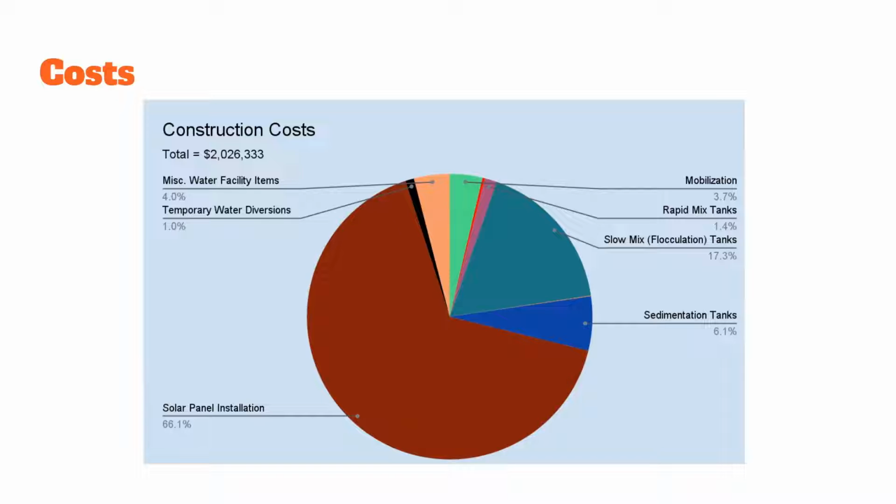We have to have the tanks as well as the sedimentation tank and the coagulation construction. After that, we also have miscellaneous water facility items and the temporary water diversion. And we used RS Means as well as online sources to find some of our cost estimates, especially with the propellers and motors.